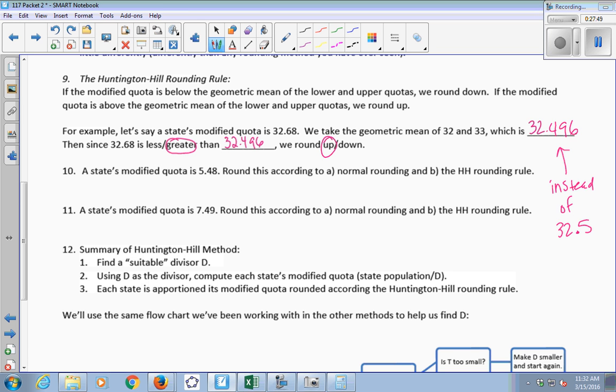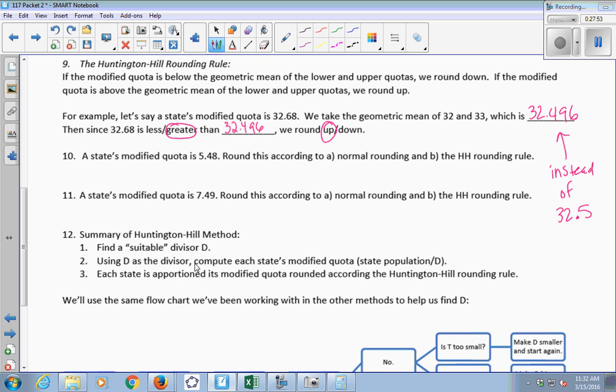Okay, it's weird, and it'll take a couple of times for you to wrap your brain around it. So let's do a couple more. Let's say a state's modified quota is 5.48. If I were to round this normally, what would I get? 5. I would round down because 0.48 is smaller than 0.5. So for the normal rounding rule, I'd get 5.